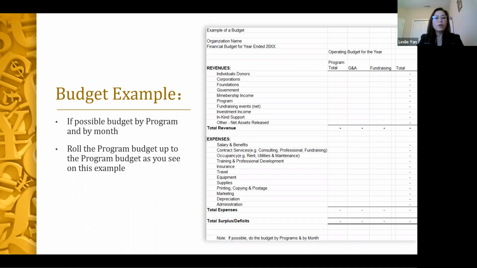And then you get the total for expenses and revenue, and then you do the math to get either a surplus budget or a deficit budget. When you have a deficit budget, you need to make sure that you understand why there is a deficit, and also make sure that your board can accept that deficit for the next fiscal years.